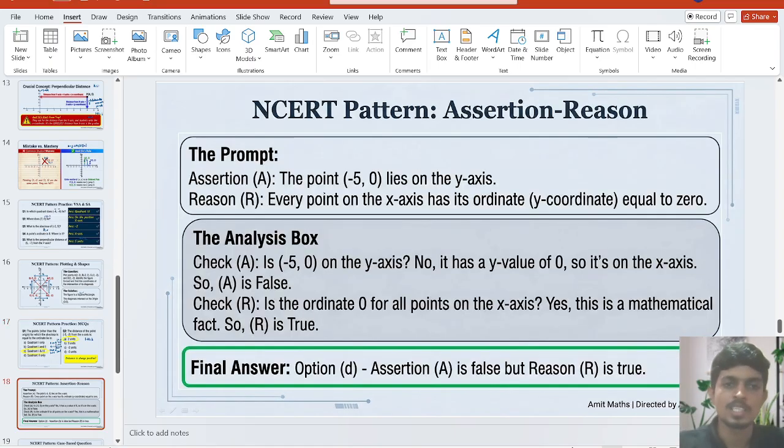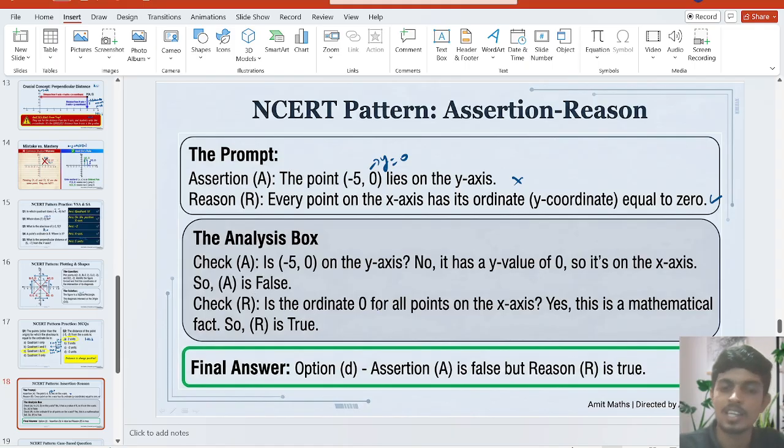In the assertion, the point minus 5 comma 0 lies on the y-axis. Here the y coordinate is 0, so this is incorrect. The reason says every point on the x-axis has its ordinate equal to 0. So this is correct. Check the assertion: is minus 5 comma 0 on the y-axis? No, it has a y value of 0, so it is not on the y-axis. I already told you. So A is false.